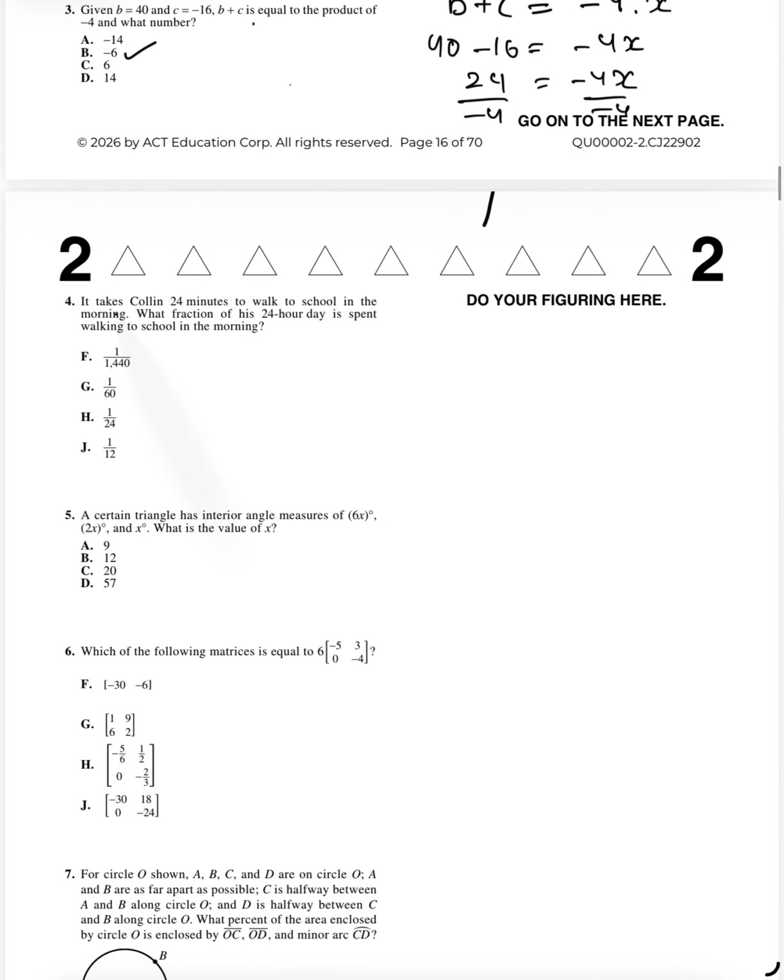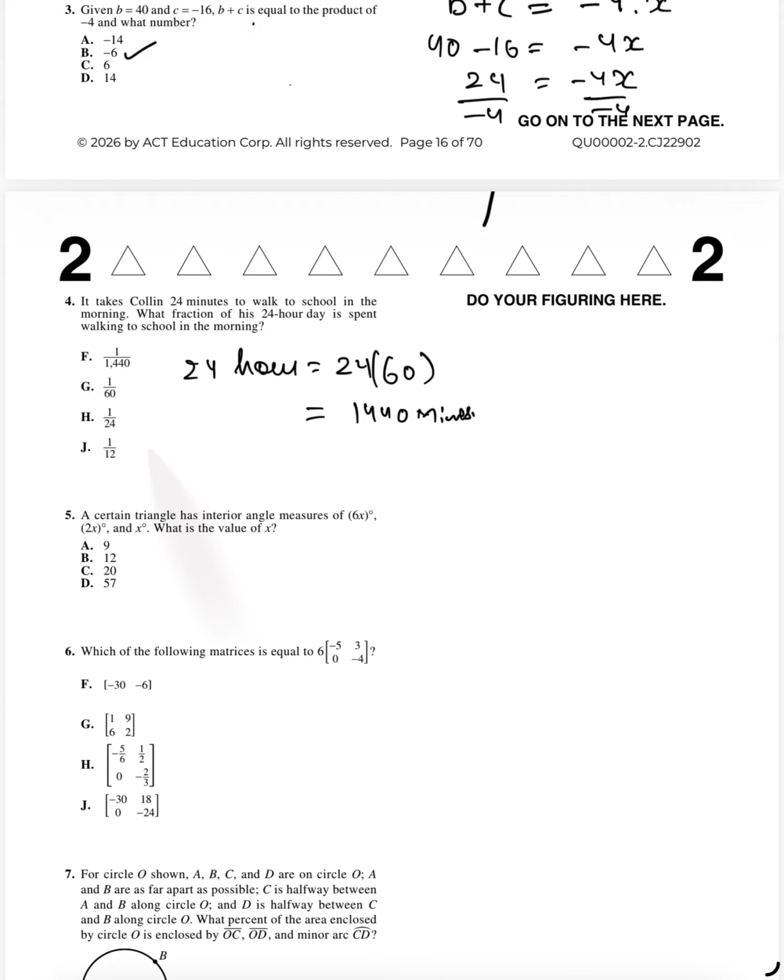In this question, it takes Colin 24 minutes to walk to the school in the morning. So what fraction of his 24-hour day is spent walking to the school in the morning? So 24 hours is equal to how many minutes? 1 hour is equal to 60 minutes. So 24 hours is equal to 24 times 60, which gives you 1440 minutes.